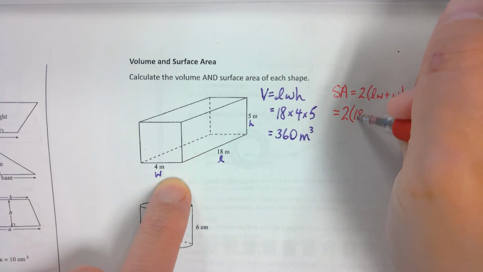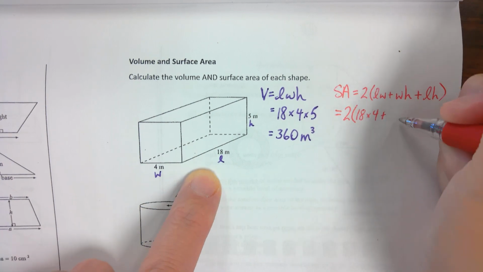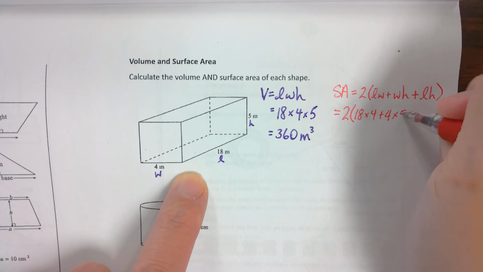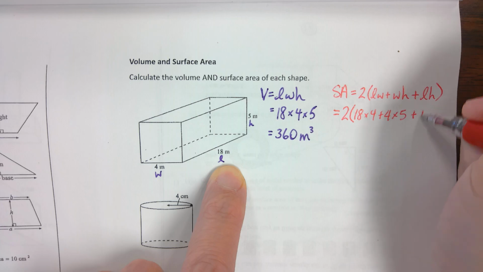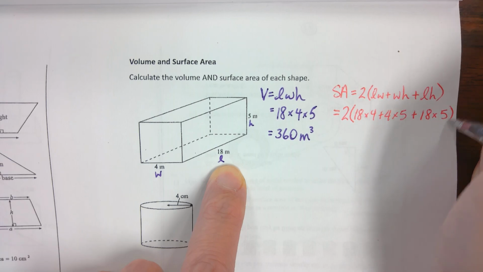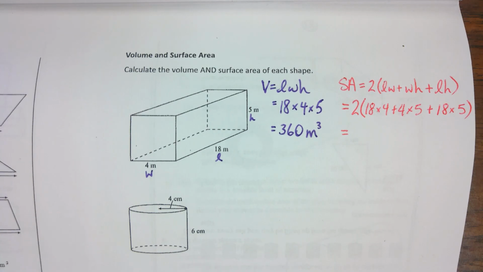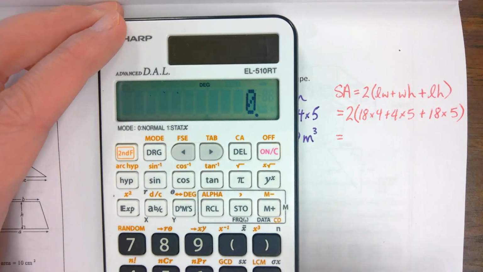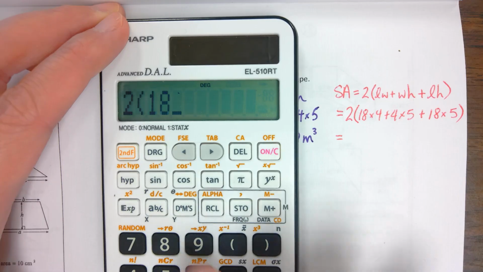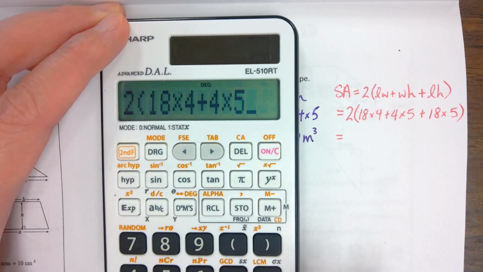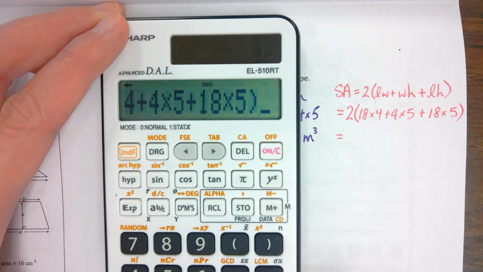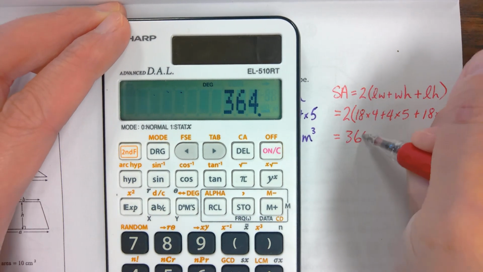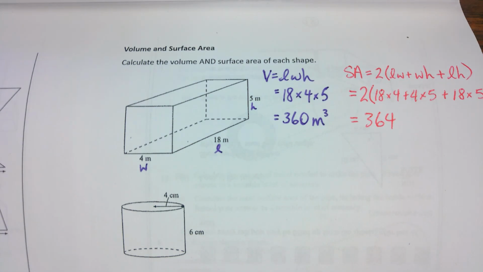So 18 times 4 plus 4 times 5 plus 18 times 5. Okay. Good old calculator. With this, you can punch everything in too. Bracket. And then put exactly as you see. So you don't even have to do it by steps. Alright? If you see a bracket, make sure you have that bracket. And you get 364. What's my unit here?